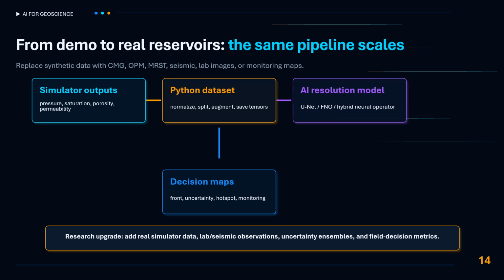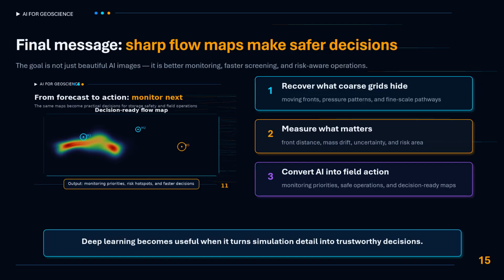We normalize the variables, split the data into training and testing sets, augment the data if needed, and save everything into tensors. After that, we train an AI resolution model, such as UNet, FNO, or a hybrid neural operator. The final result is a set of decision maps: plume front, uncertainty, hotspot, pressure risk, or monitoring priority. This means the same simple idea can become a real research framework. Finally, let us summarize the key message. Let us close with the main message.